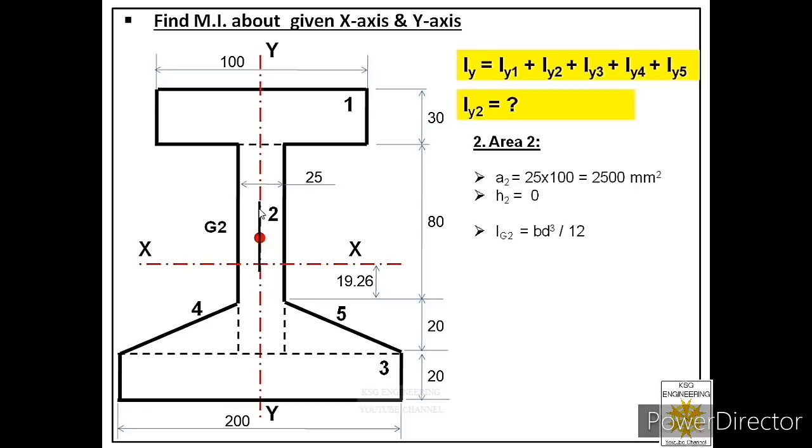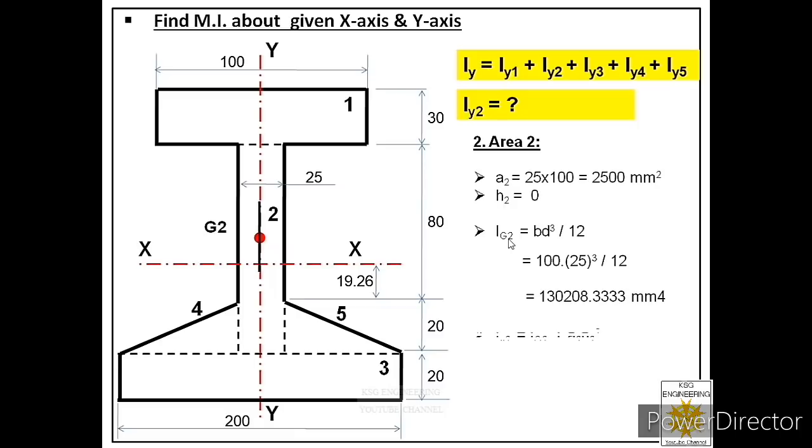Now we will find Ig2, and it is a rectangular area, so Ig2 will be equal to BD cube by 12. In this case, we are considering the vertical centroidal axis. Parallel to this axis, we have this side of the rectangle, that is 100 mm. So 100 will act as B and 25 will act as D. So the formula will become 100 × 25 cube by 12. From here we will get the value of Ig2.